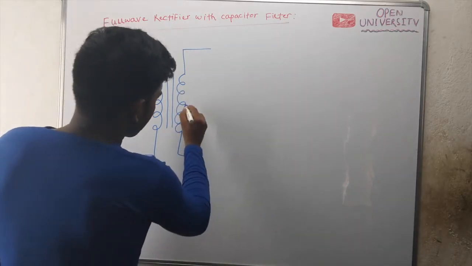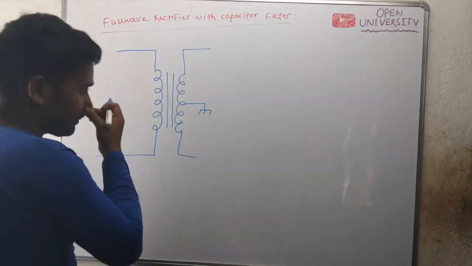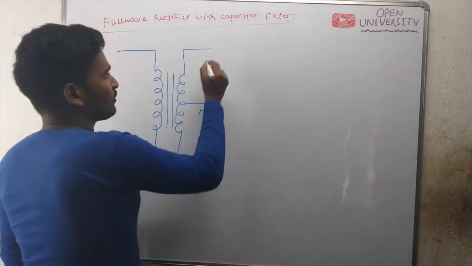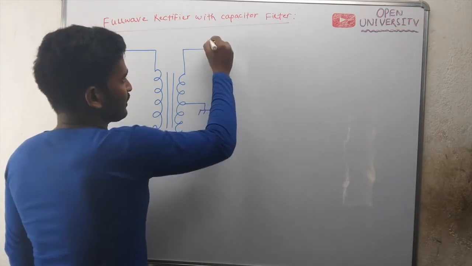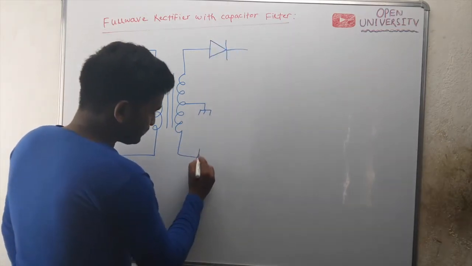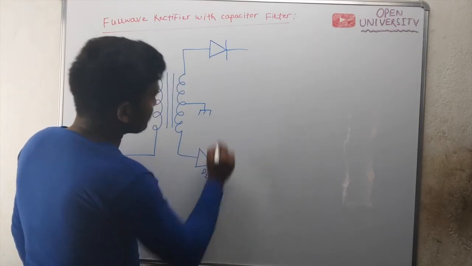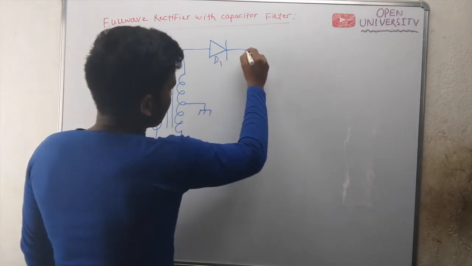The center point is tapped, made 0. Ground is connected to the center terminal, so it is called center tapped. This is diode D2, this is your diode D1.